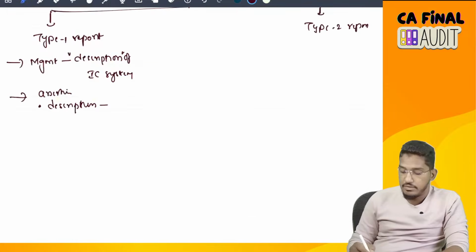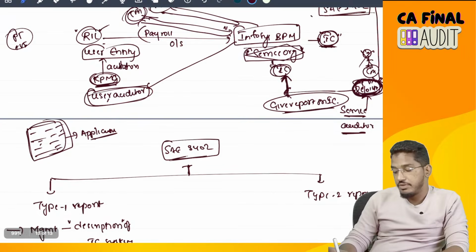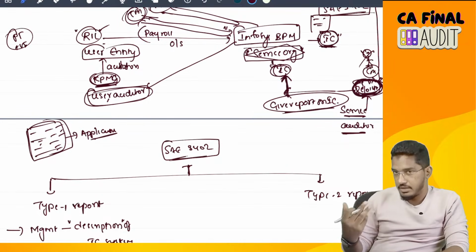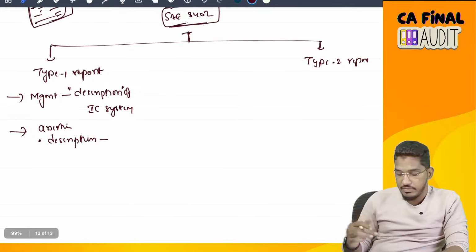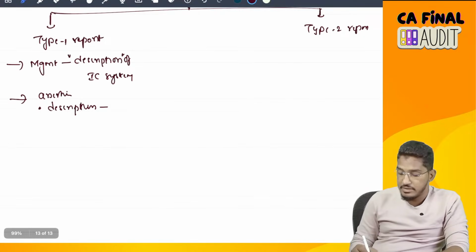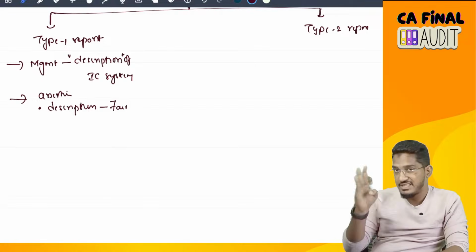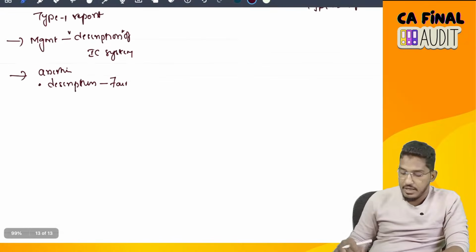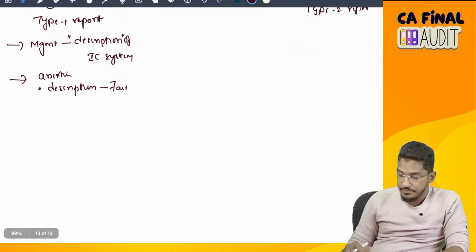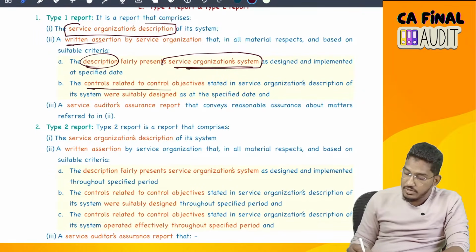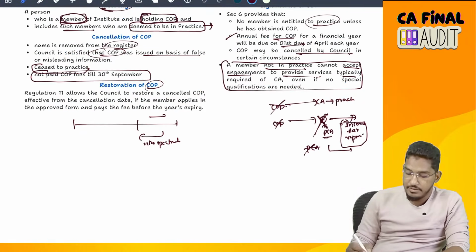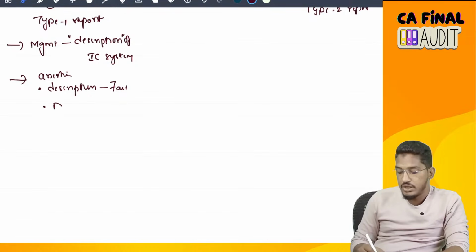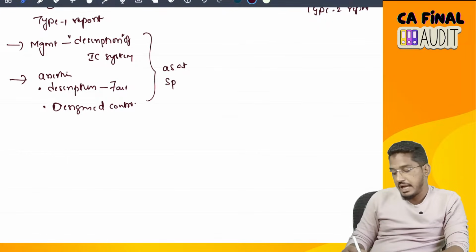That means the management of the service organization. In our example, Infosys BPM will prepare a description explaining their internal control system. Along with that, they will also make written confirmations that the description is a fair presentation, meaning whatever is actually designed and implemented is what is given. And they will also say that the controls related to the control objectives were suitably designed, that we have done the proper designing of the controls as at a specified date. Pay attention to the terminology, guys.